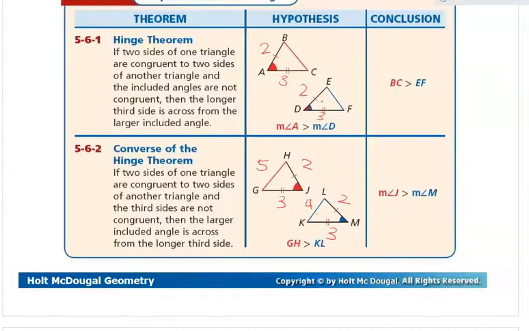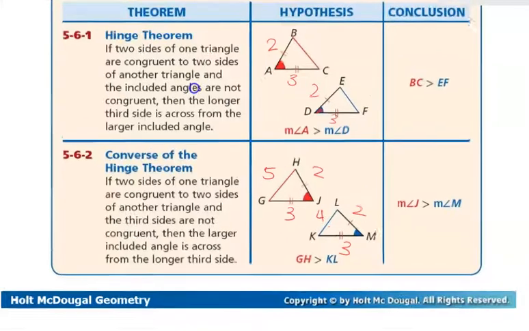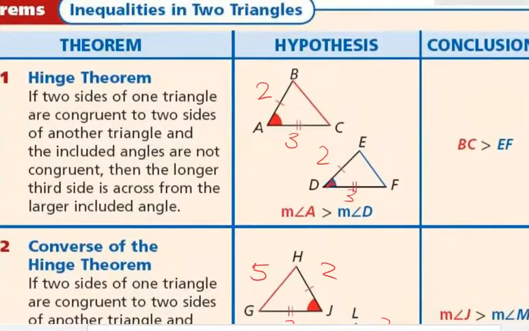So the hinge theorem, sorry, very roundabout way to talk about it. The hinge theorem: if two sides of one triangle are congruent to two sides of the other triangle, so 2 and 3 here, and the included angles are not congruent, one's bigger than the other, then the longer third side is across from the longer included angle. So if this angle is bigger than this angle, then this side is going to be bigger than this side. Okay, that's the hinge theorem.